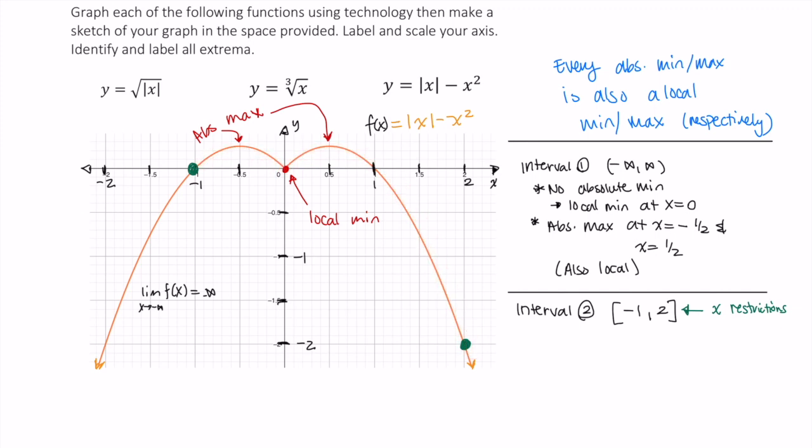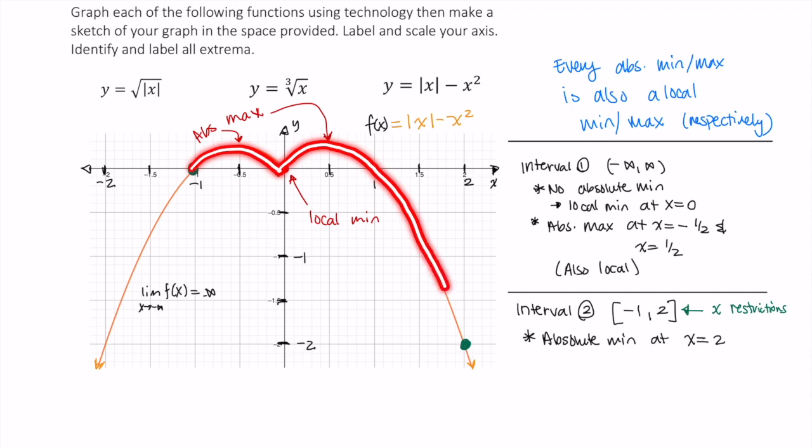Now I do see an absolute minimum. We have an absolute minimum at x equals 2. So that would be right here, because on this interval, if I'm only considering this portion that I'm highlighting in red currently and not considering anything else, then I do have an absolute minimum. That is also a local minimum. But we have more local minimums. This is still a local minimum, and now this is also a local minimum.